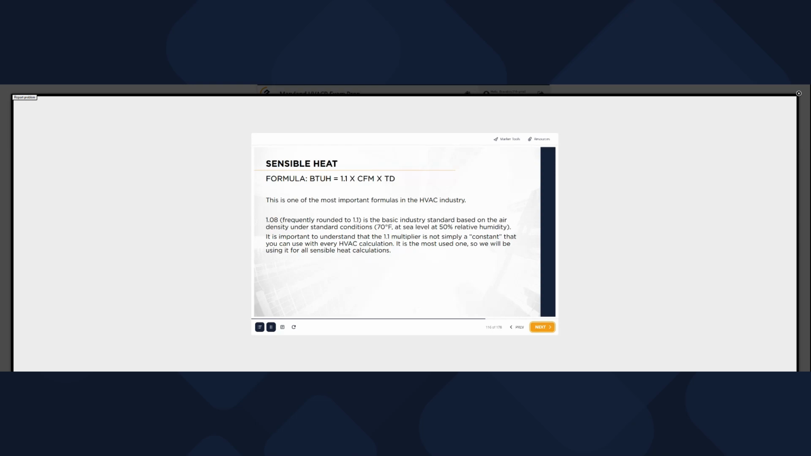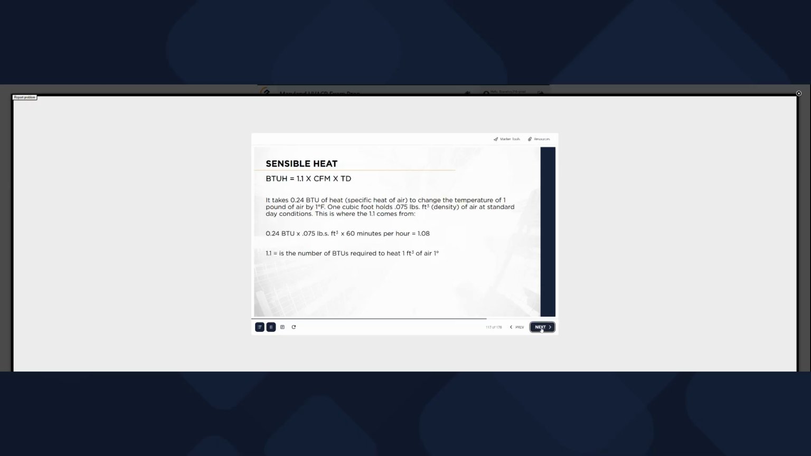70 degrees Fahrenheit at sea level at 50% relative humidity. It is important to understand that the 1.1 multiplier is not simply a constant that you can use with every HVAC calculation. It is the most used one, so we will be using it for all sensible heat calculations. So where does the 1.1 multiplier come from?